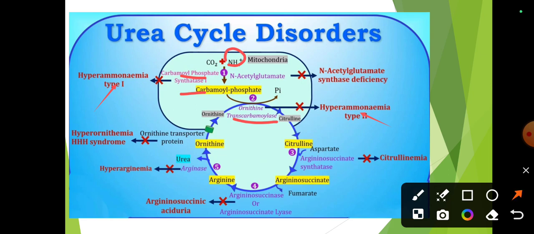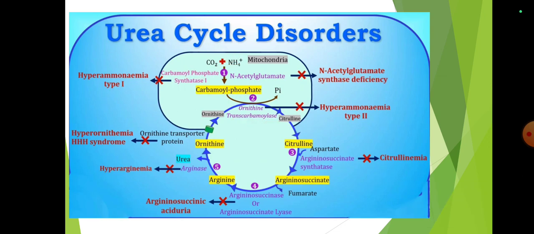Third, we have discussed citrullinemia. There is a defect in the enzyme argininosuccinate synthase. When argininosuccinate synthase is defective, there is no formation of argininosuccinate. Fourth, we have discussed argininosuccinic aciduria. In this, there is a defect in the enzyme argininosuccinate lyase. Fifth, we have discussed hyperargininemia. In this the defect is in arginase, and there is finally no liberation of urea.